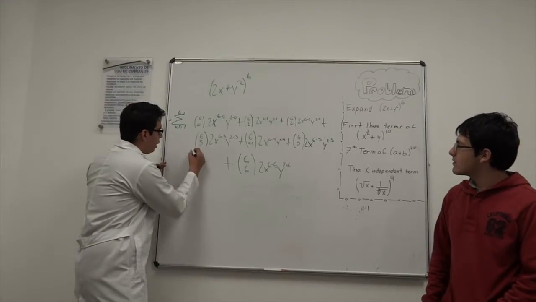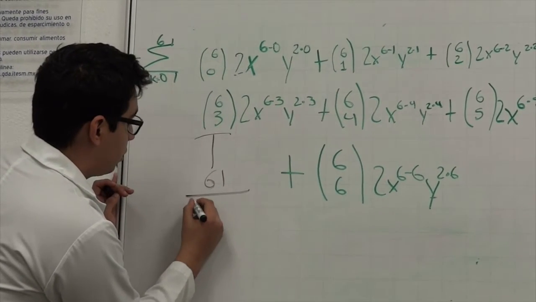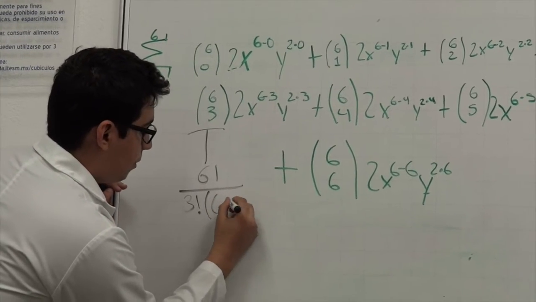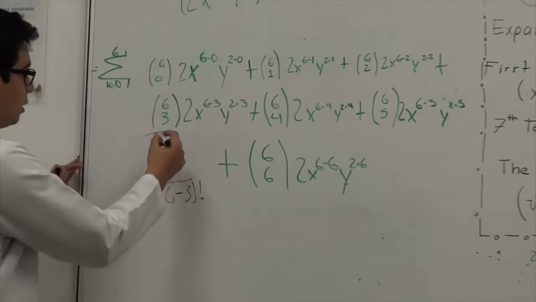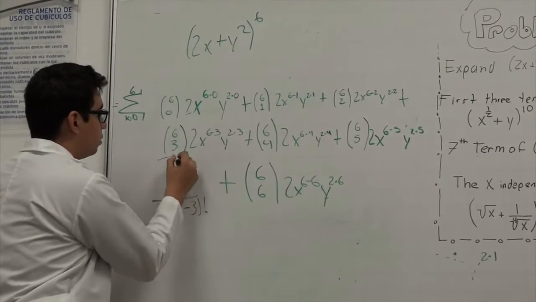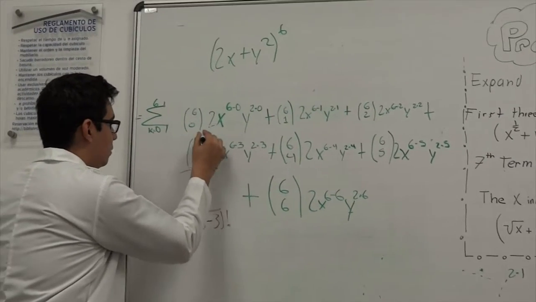So the only thing that we have to know is that this is equal to 6 factorial over 3 factorial times 6 minus 3 factorial. Only solve, and because x has a coefficient, we have to multiply 2 times this.